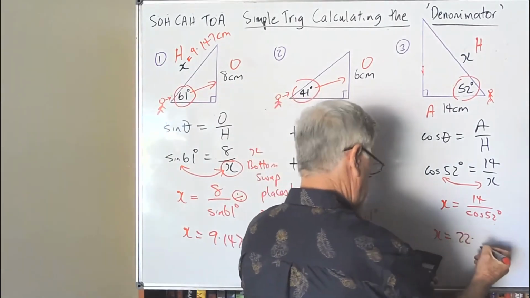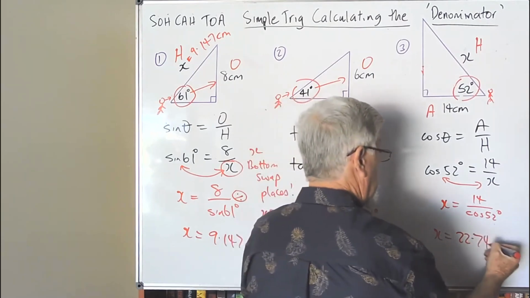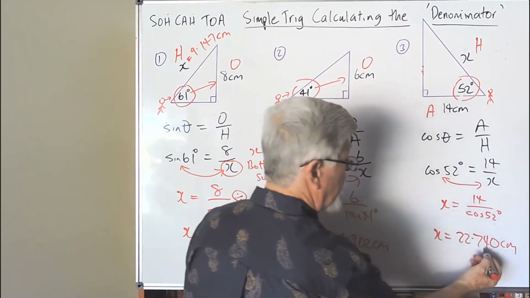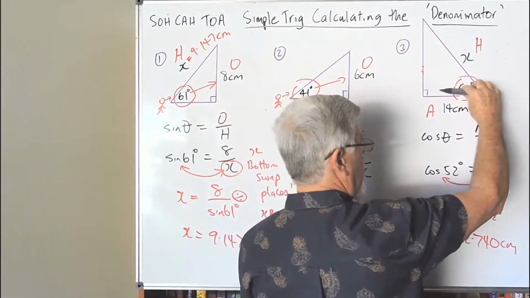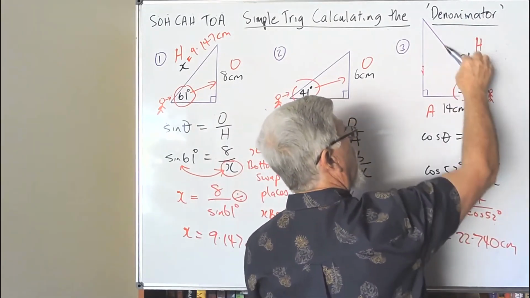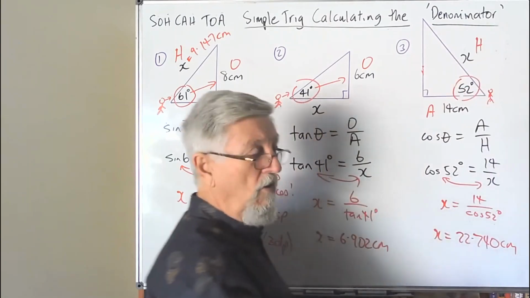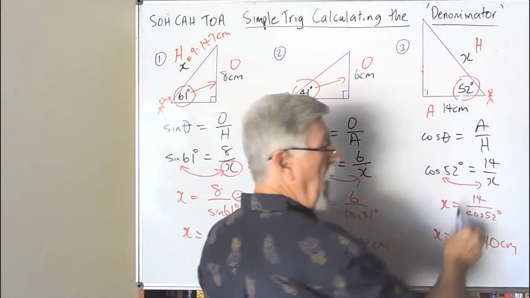22.740. That's an unusual one. I'm not going to go into rounding the centimetres. So that's about 23 centimetres. So you can see here, this is a little bit longer than the pen. It's a lot longer than that was. It's not twice as long. If it was twice as long, it would be 28.